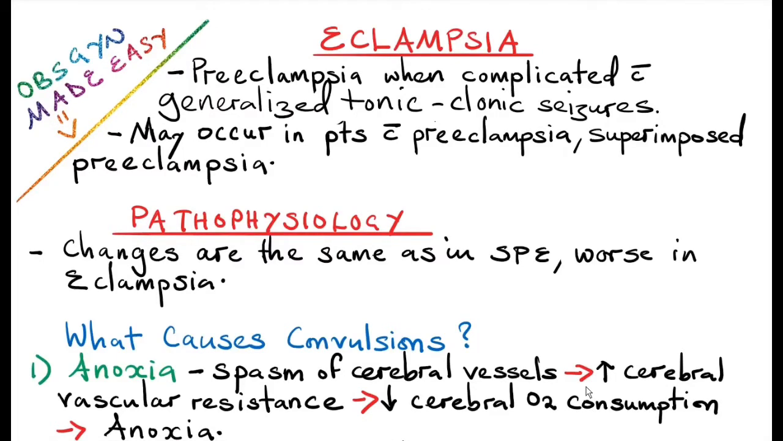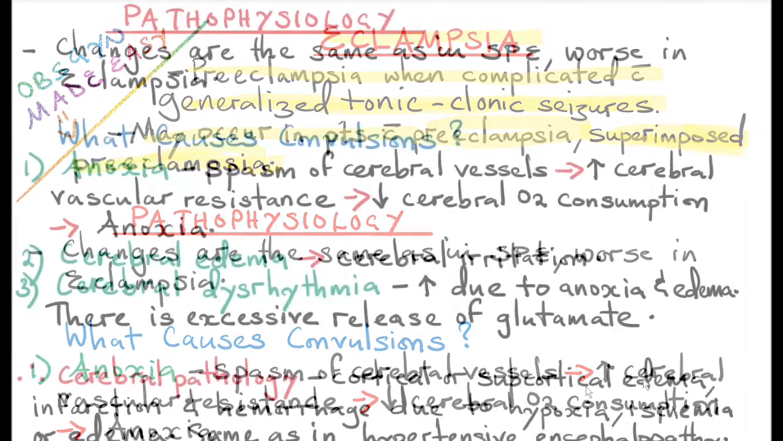Today we'll be discussing eclampsia. In the last video we talked about preeclampsia. Eclampsia is when preeclampsia is complicated with generalized tonic-clonic seizures. Generalized tonic-clonic seizures are also known as grand mal seizures. So this may occur in patients with preeclampsia or superimposed preeclampsia. You remember in the last video I said superimposed preeclampsia is new onset proteinuria in a chronic hypertensive patient.